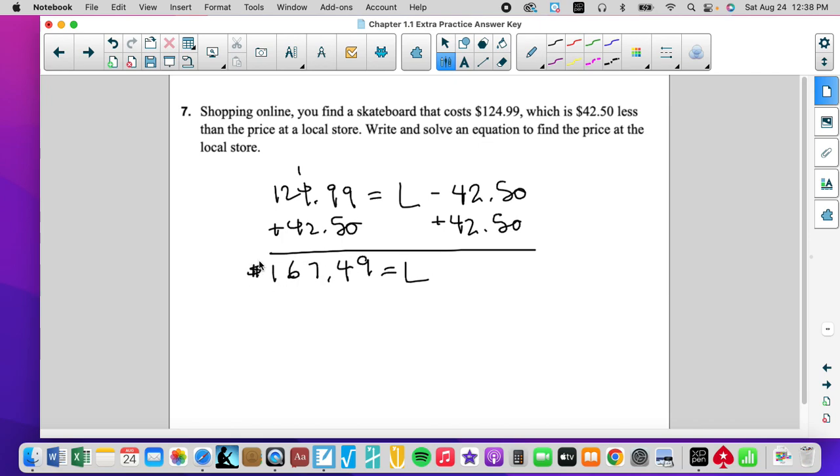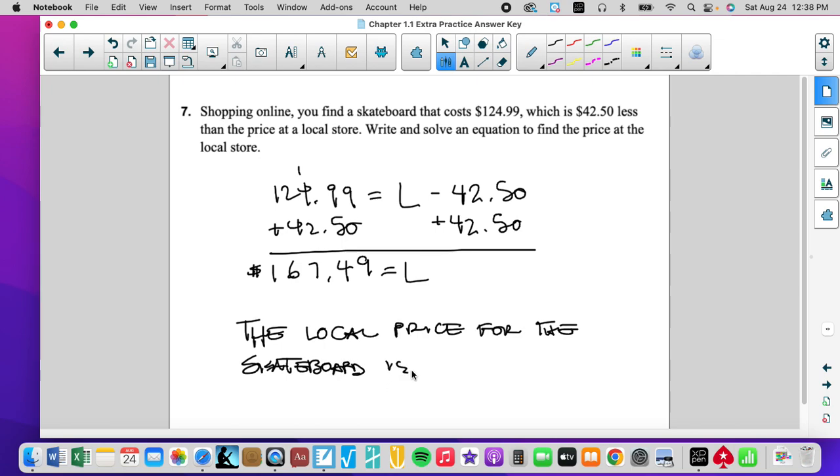And so, since it's a word problem, I'm going to give a word answer. Let's do it in English: the local price for the skateboard is $167.49. Notice my dollar sign went in front.